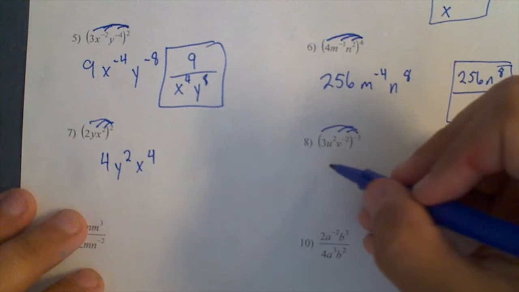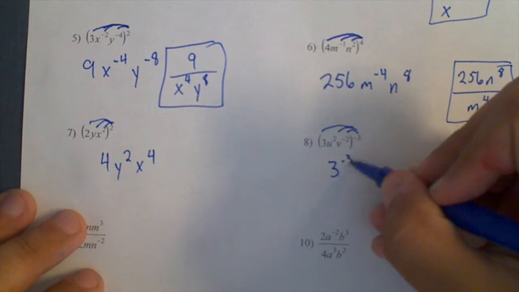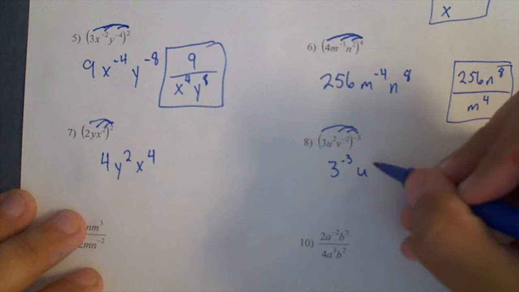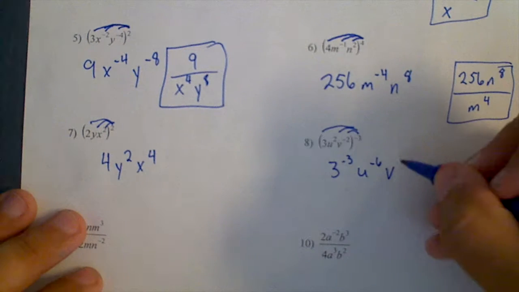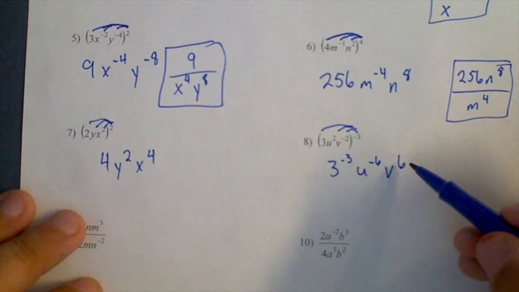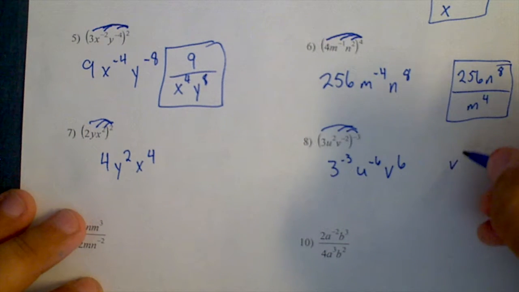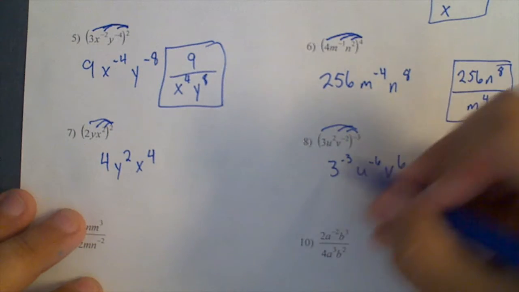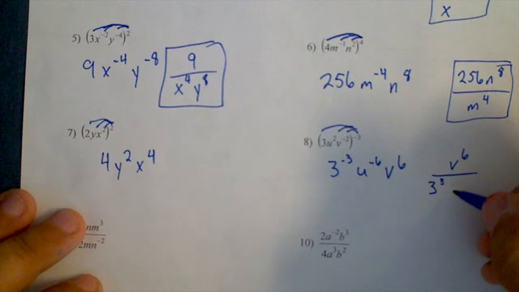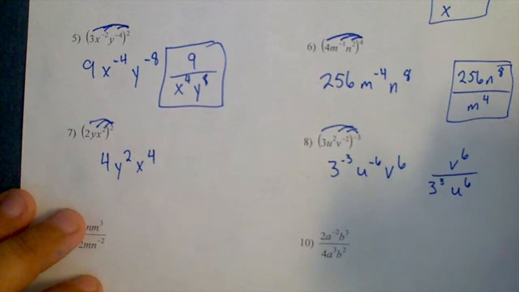3 to the negative third power. For right now, I'm just going to write it as this, 3 to the negative third power. Here, keep the base, multiply the exponents. U to the negative sixth, v to the positive sixth. So notice, v to the sixth, that's a positive exponent, so that's going to stay on top. 3 to the negative third will move to the bottom and become positive. U will move to the bottom and become positive as well.